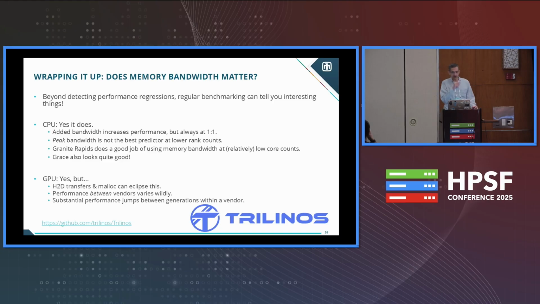On the GPUs, memory bandwidth matters, but the but here is bigger, right? Malloc really eclipses this in a way that's far worse than you see on a CPU. And you really can't talk about memory bandwidth and performance across vendors. Within a vendor, you can definitely see the improvement, like say from Frontier to Aurora, or on the NVIDIA side from Vortex to, if I had Perlmutter results, you would see a boost there with the A100 to Hopper. But across vendors, memory bandwidth is not something you can use to really tell you how you should expect performance. So you need to take that into account.